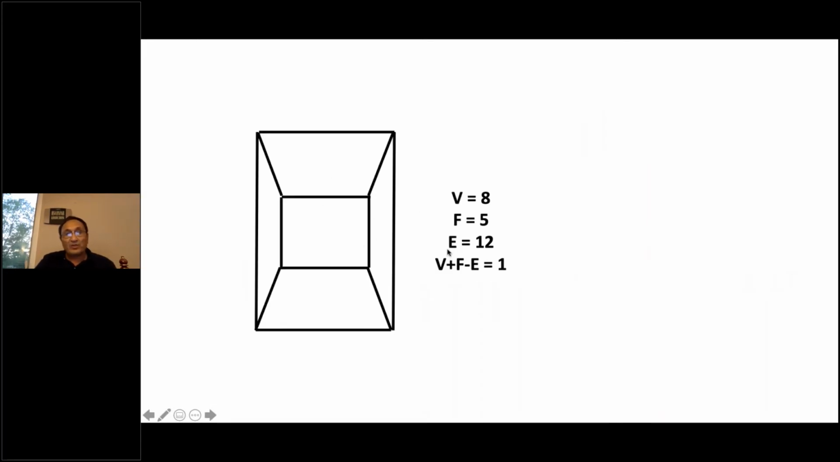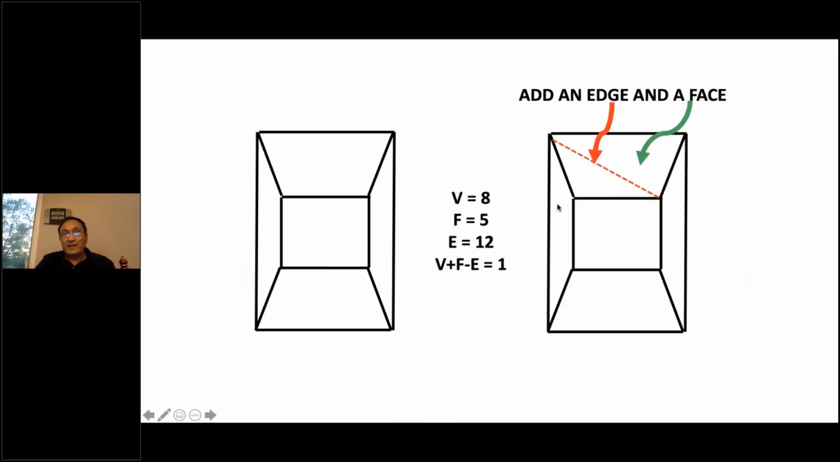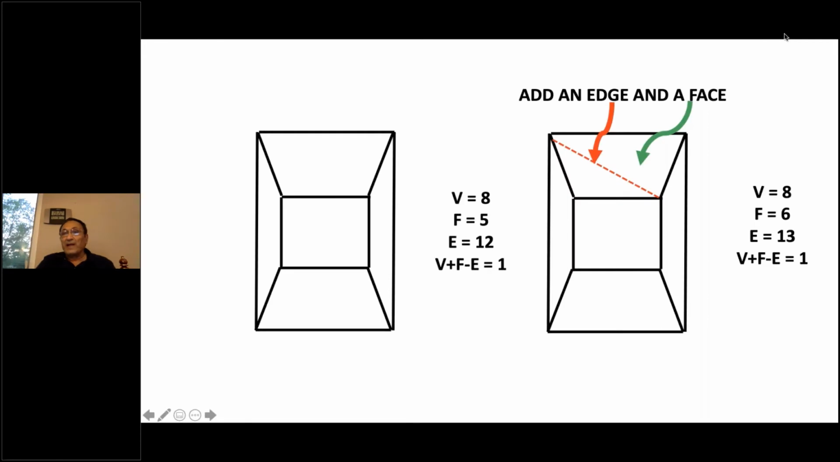Okay, so now let's take this squashed cube and let's add an edge and a face. So we take one of these top faces and we add an edge. And now you will notice that by adding the edge, you have increased the number of edges by 1, and you've increased the number of faces by 1. So F and E are both increased by 1, and so V plus F minus E will not change by adding the edge.